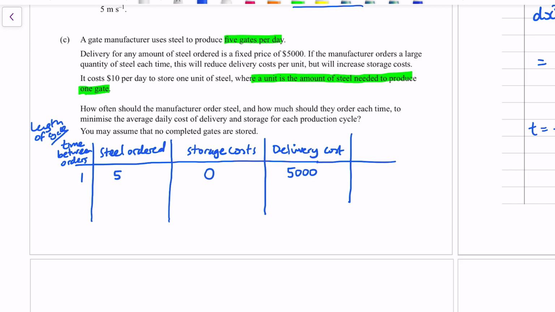And then lastly, it's the per day cost, because that's the thing in the question they asked us to optimize. How much should they order each time? How often should they order it to minimize the average daily cost of delivery and storage? Okay, so we take the $5,000, we're ordering every day, so that's $5,000 per day.